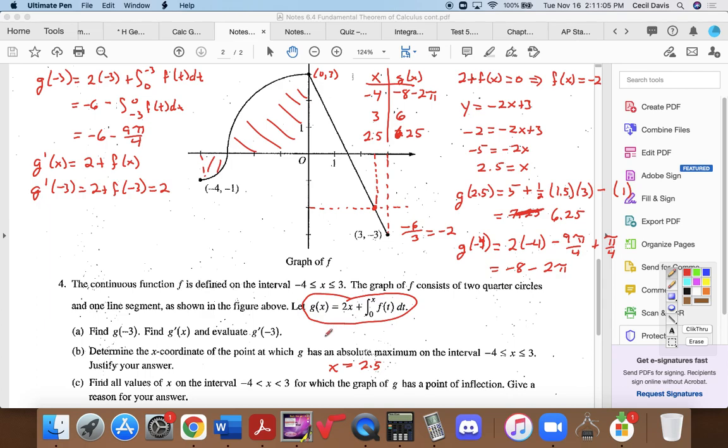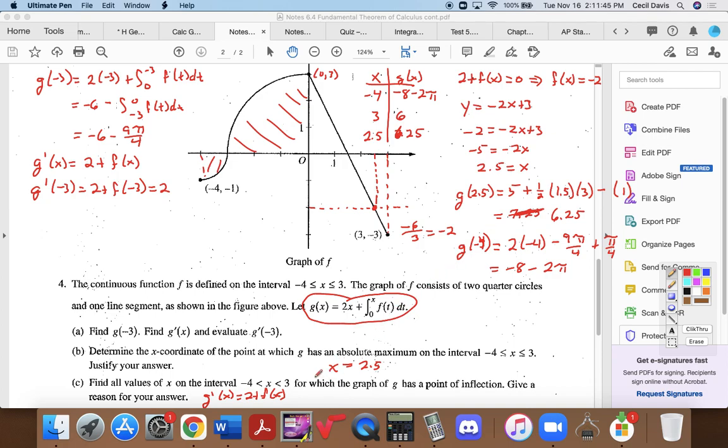All right. So then find all values of x on the interval from -4 to 3. Notice that not including -4, not including 3. Pay attention to intervals. Sometimes that will make your job easier. For which the graph of g has a point of inflection. All right. Well, we know that g prime is equal to 2 plus f of x. So if we add 2 to f of x, what does it do to the graph? Yeah, it just moves it up 2 spaces.